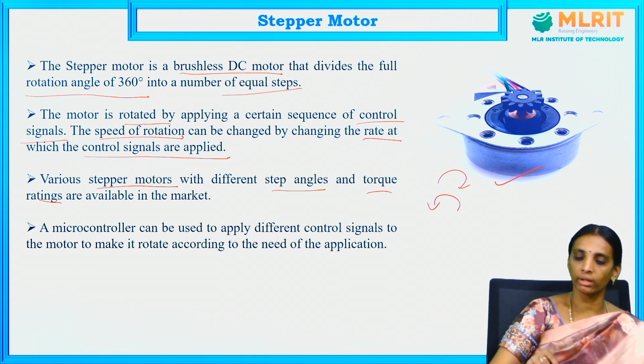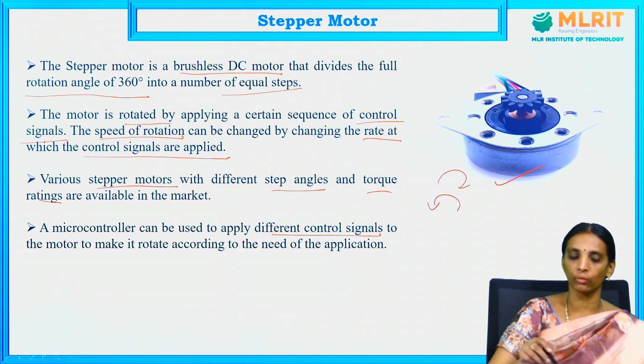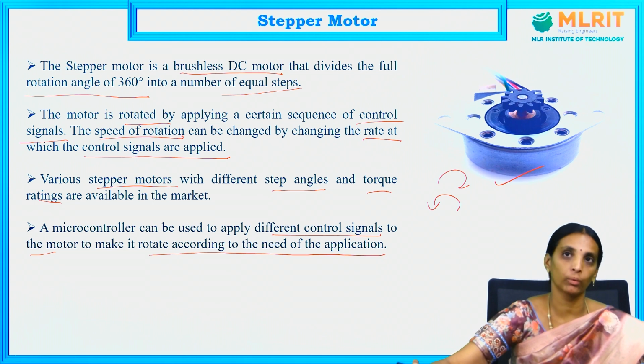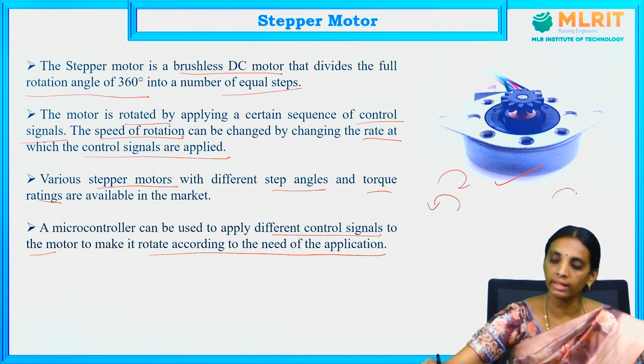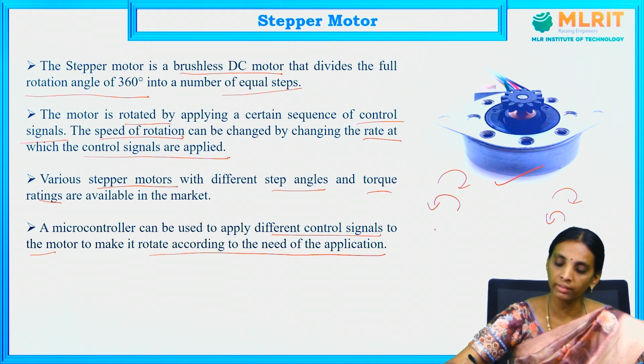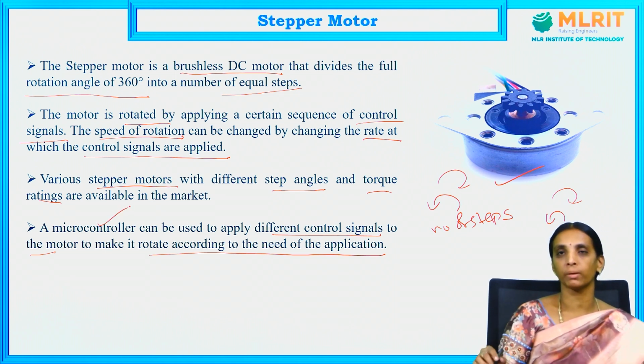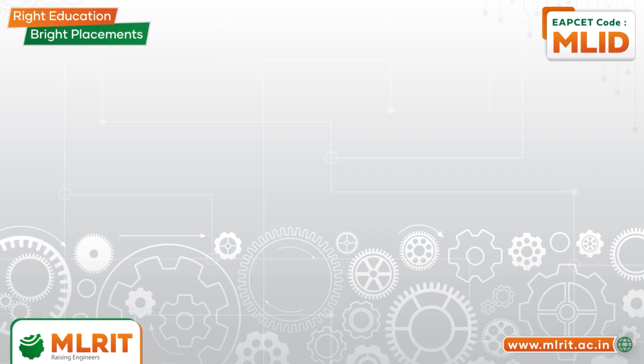The microcontroller can be used to apply different control signals to the motor to rotate according to the need of the application. Here we need to write the program to rotate the motor anti-clockwise or clockwise, depending on the number of steps we have to use in our application. So we need to program the microcontroller as per our requirement in the application.